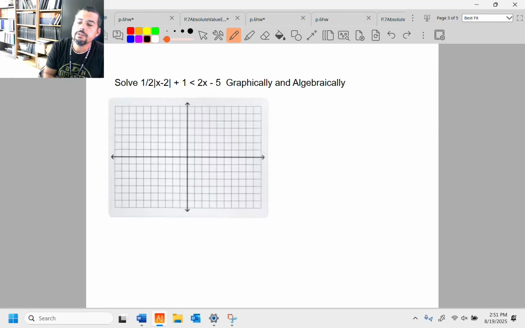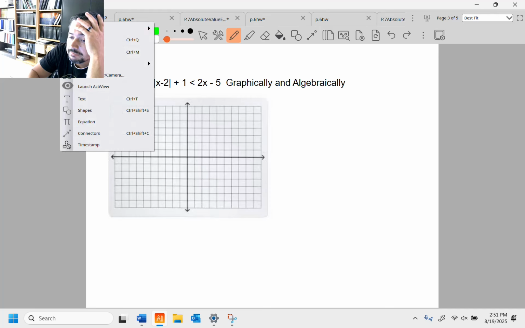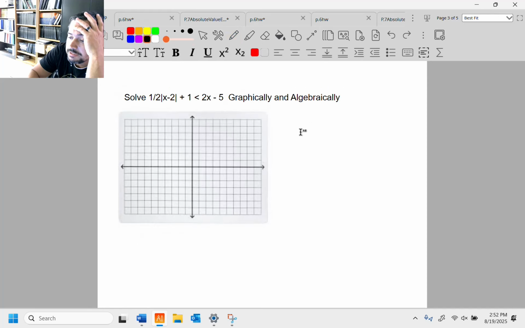Moving forward, solve this one both graphically and algebraically. I hadn't done this one, so I have no idea what it looks like. Not a clue. What is it asking? Okay, first off, let's talk about what it's asking. I want you to pay attention. That is a less than sign. Okay, that is a less than sign. So let's talk about what it's asking.